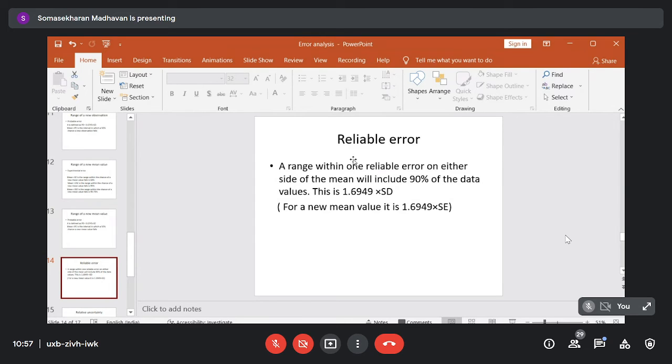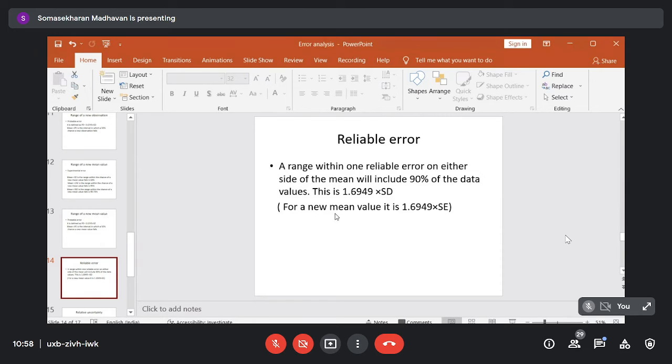And another important term is called the reliable error. The reliable error is a range within one reliable error on either side of the mean that will include 90% of the data. Okay. In order to get this, you have to multiply the standard error by 1.6949. This is called the reliable error. And to get a new mean value, it will be 1.6949 times the standard error. Okay.